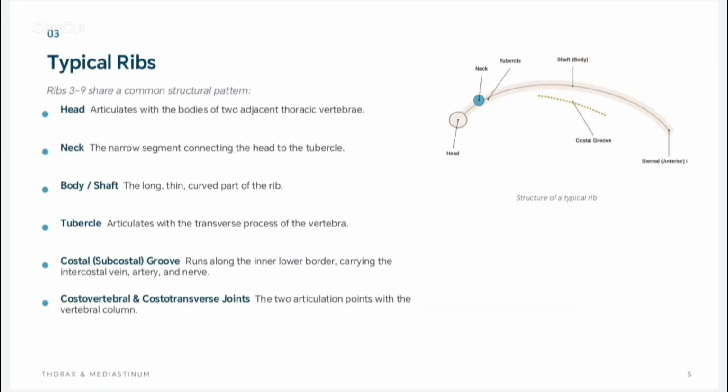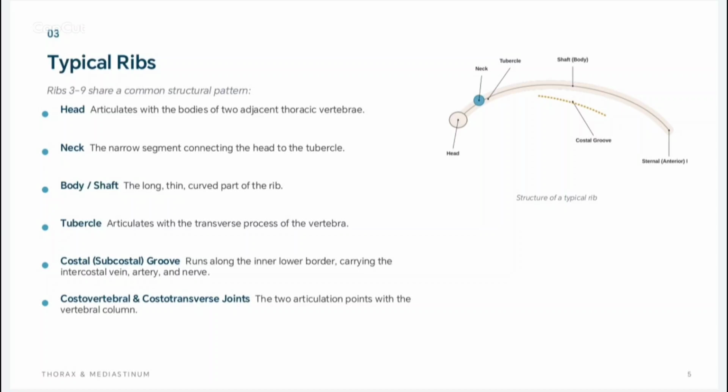Let's examine the structure of typical ribs, specifically ribs 3 through 9, which share a common pattern. The head of the rib features facets that articulate with the bodies of 2 adjacent thoracic vertebrae. The neck is the narrow segment connecting the head to the tubercle. The tubercle itself articulates with the transverse process of the corresponding vertebra. The main part of the bone is the body or shaft, which is long, thin, and curved.